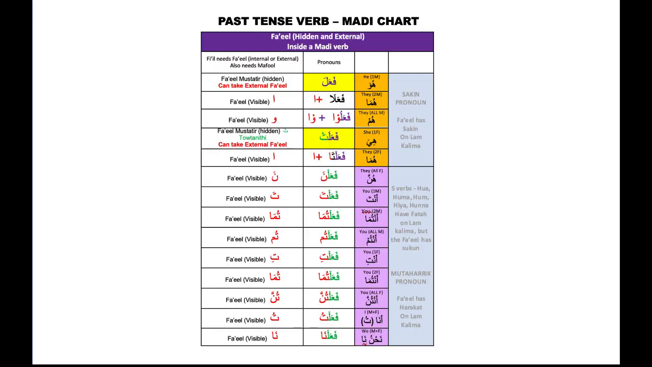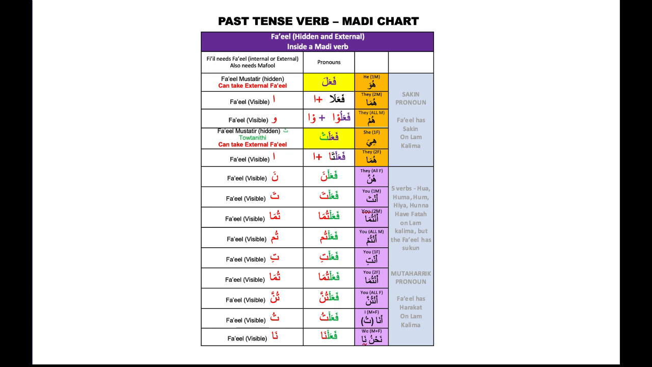We have studied earlier that fa'il can be hidden or fa'il can be external. And when does the external fa'il appear? Only on 2 occasions in past tense madhi verb. Only with 2 verbs, and they are huwa or hiya. He singular male or she singular female. In these 2 fi'l madhi, the external fa'il might come after the verb. It could be immediately after the verb or after a few words within the sentence.